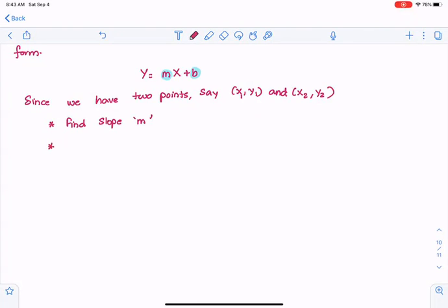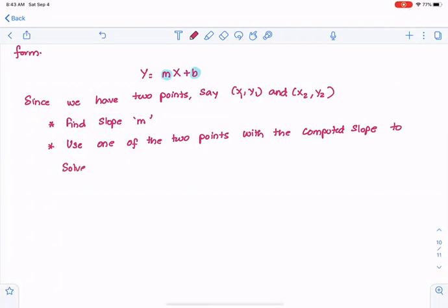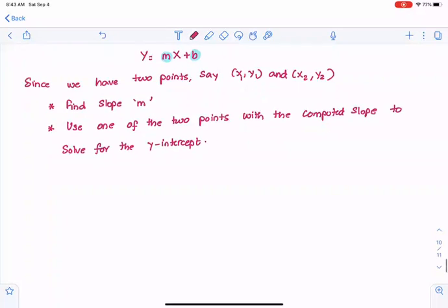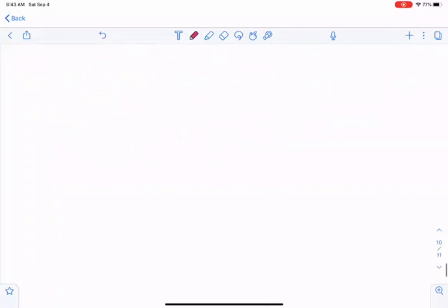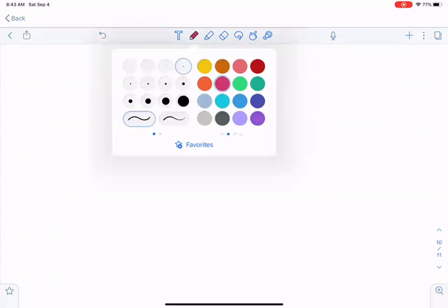Once we find the slope, use one of the 2 points with the computed slope to solve for the y-intercept. So here is an example.